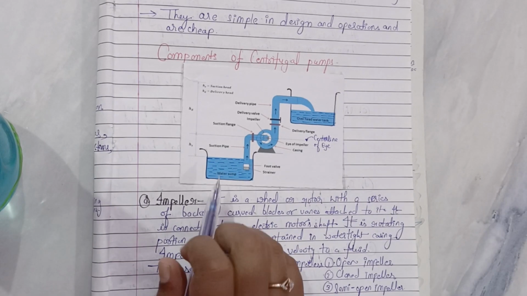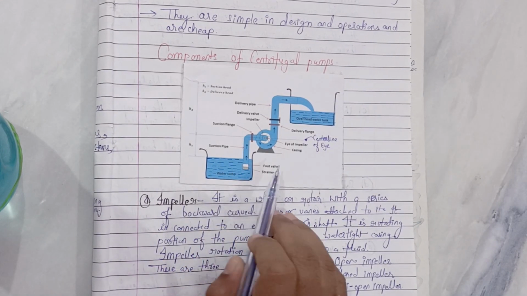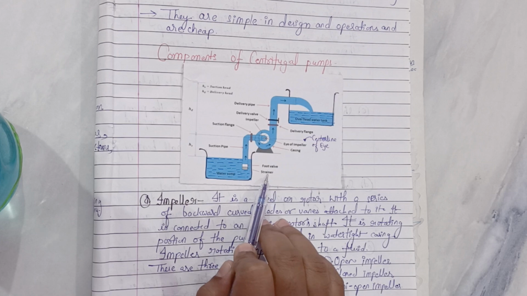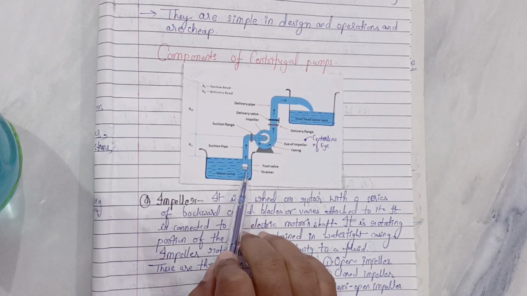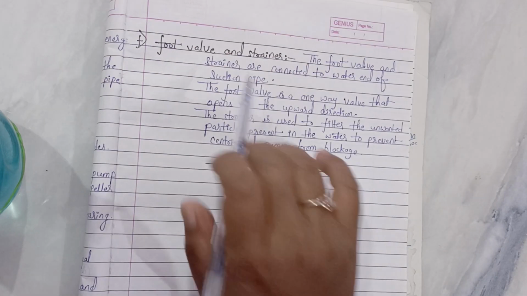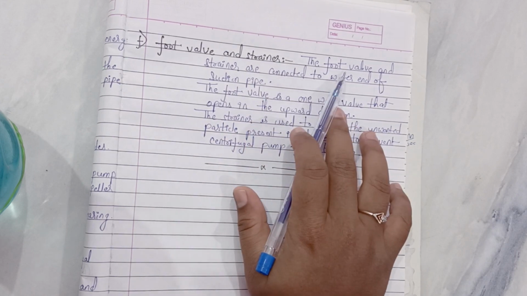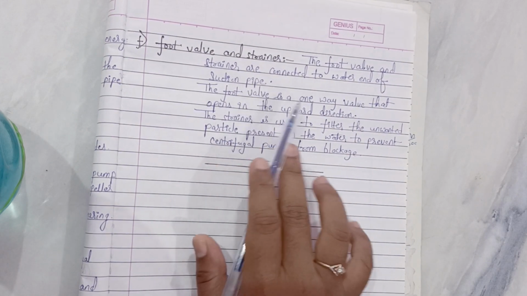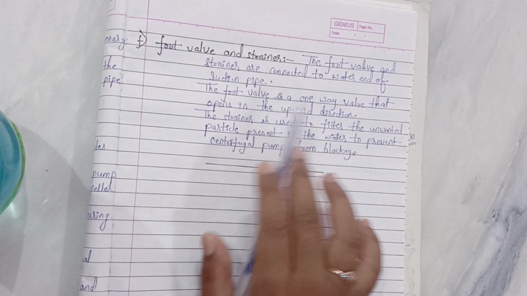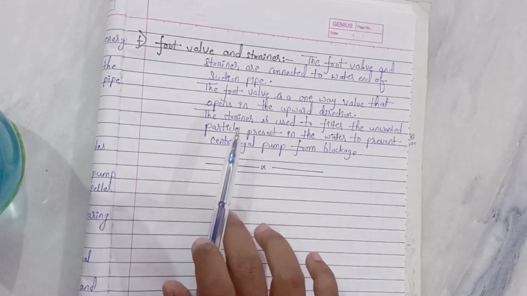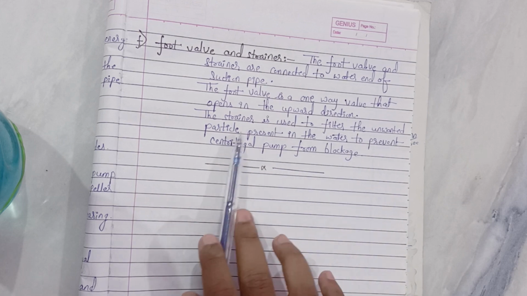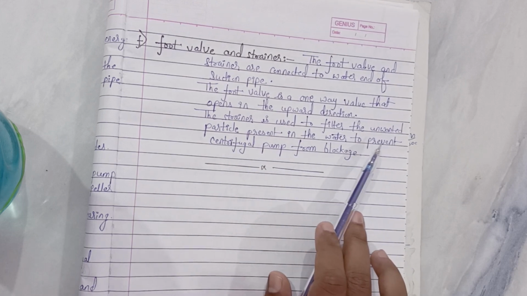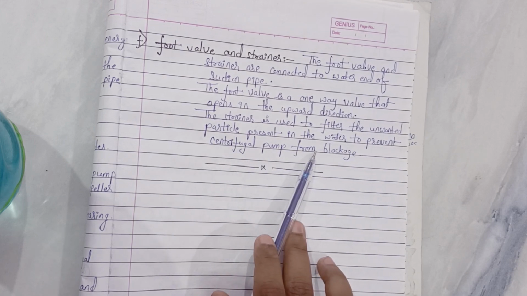Next is your foot valve and strainer. This is your foot valve and strainer connected to the lower end of the suction pipe. Here we can see that the foot valve and strainer are connected to the water end of the suction pipe. The foot valve is a one-way valve that opens in the upward direction, and the strainer is used to filter the unwanted particles present in the water to prevent the centrifugal pump from blockage.